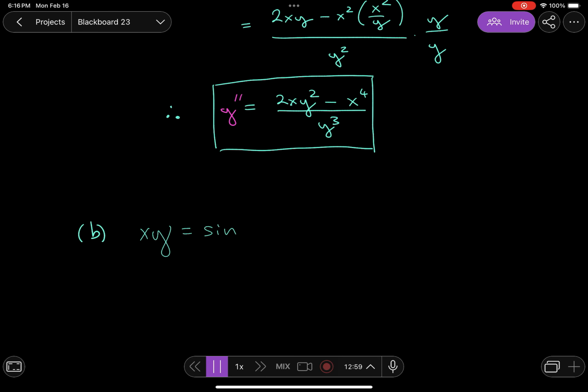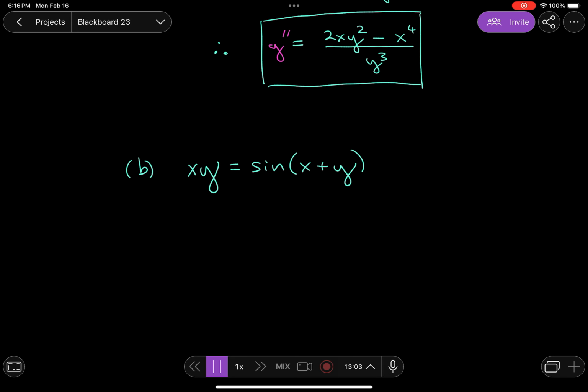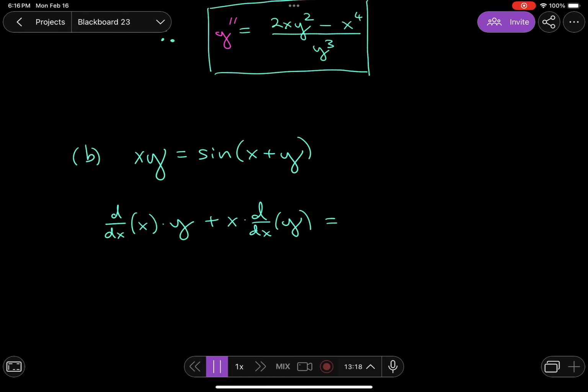Here's part B. All right, on the left-hand side, I have to abide by the product rule. And that's going to be the derivative of the first one times the second, plus the first one times the derivative of the second one. On the right-hand side, I have to abide by the chain rule, which means the derivative of the outside function, which is the cosine evaluated at the inside function. So don't change the inside function, but then you do have to multiply by the derivative of that inside function.